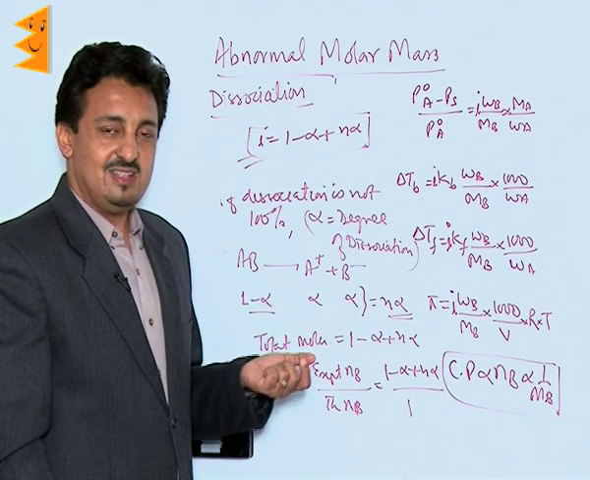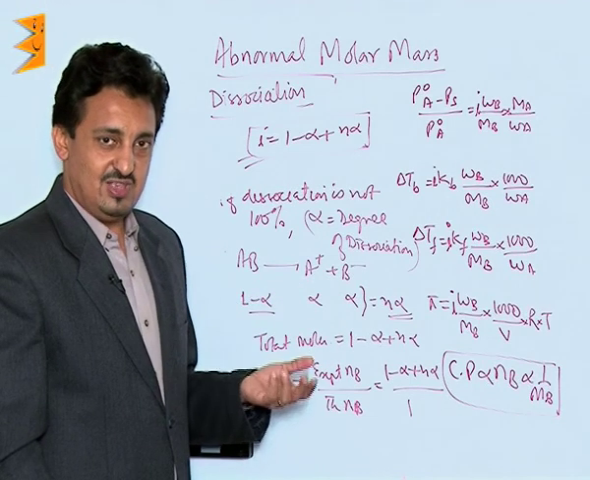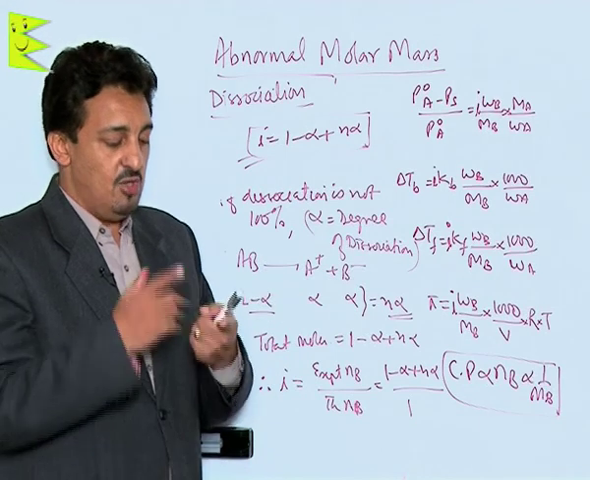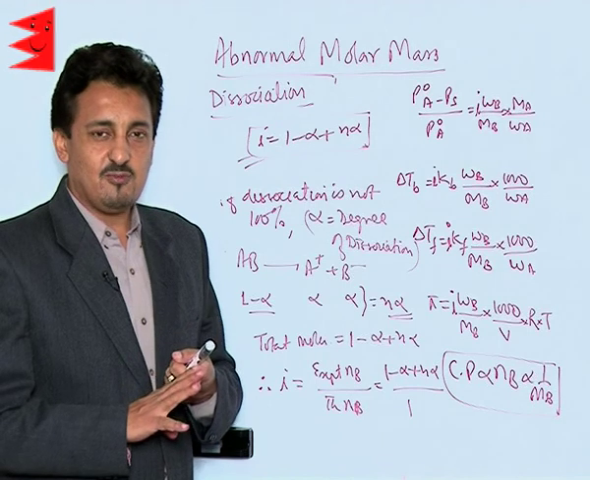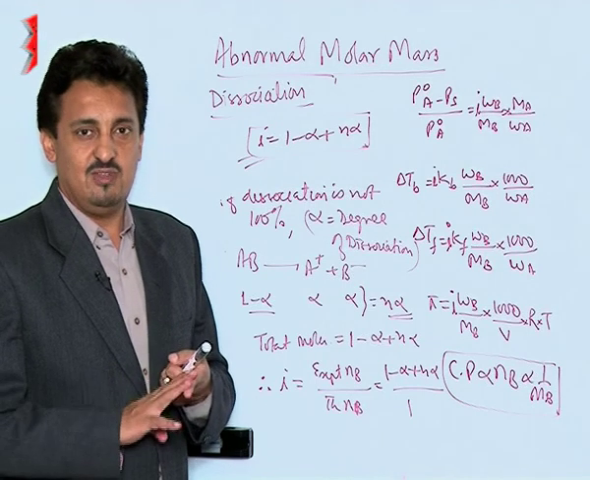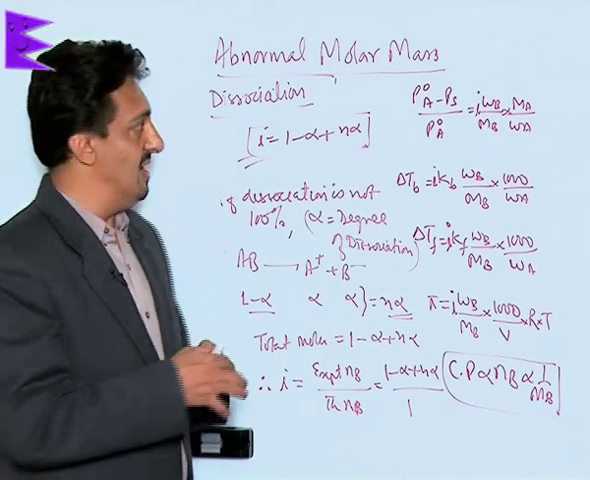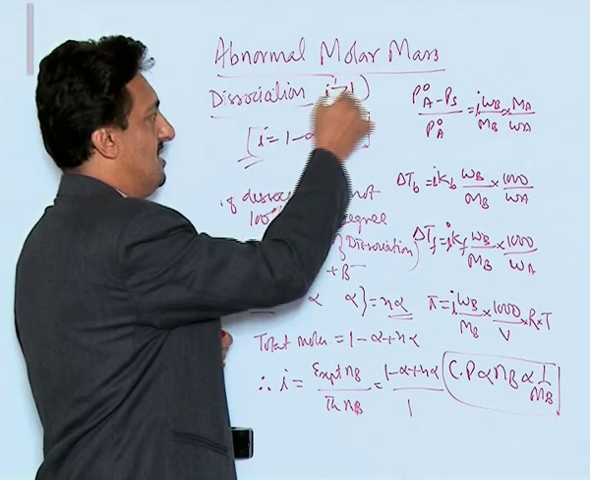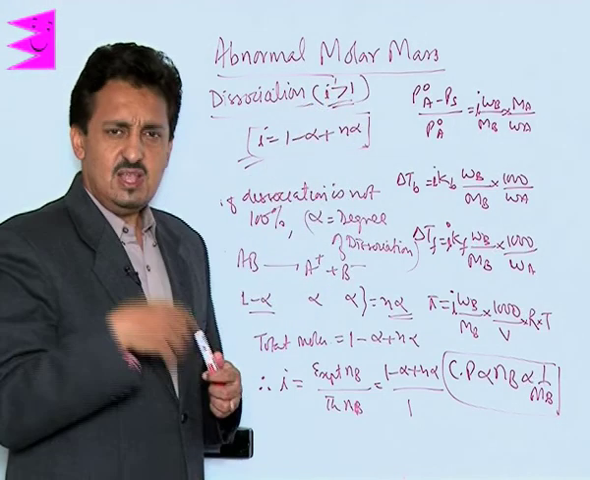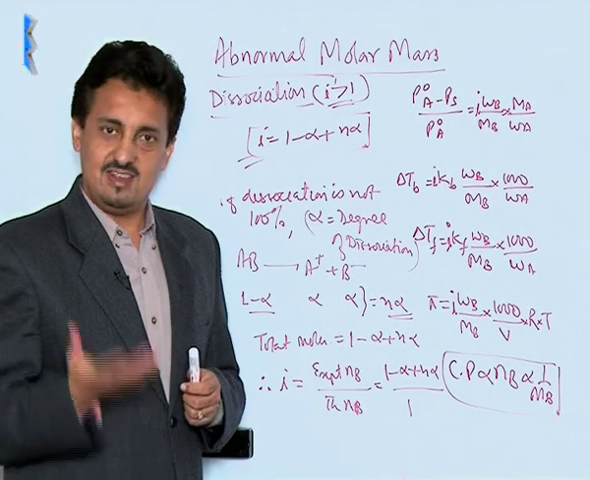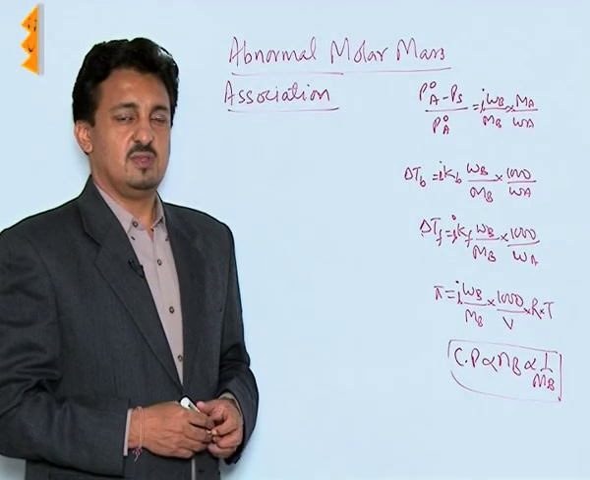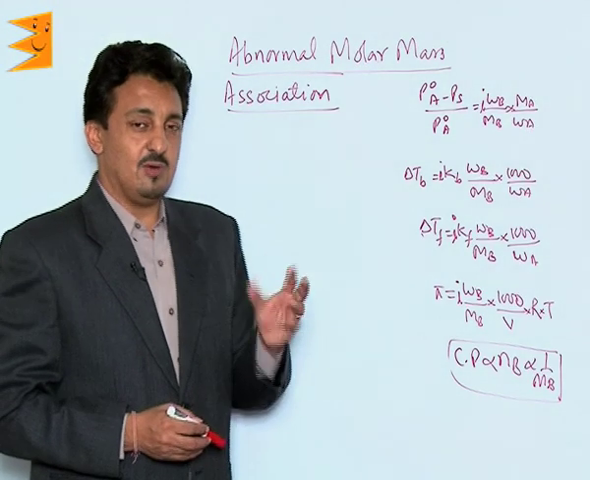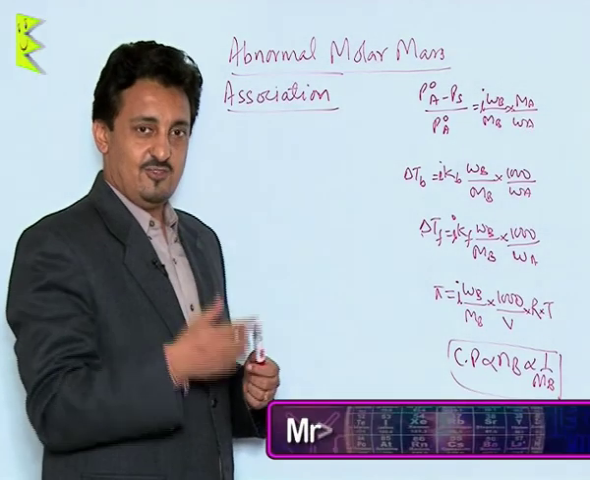Now we can take the examples of association, but before this we need to understand that all salts, all carboxylic acids, phenol, all of these types of solutes when taken in polar solvents show dissociation, and their i will always be more than 1 because experimentally the number of moles is increased. Now let us see association. Now let us see how the solute gets associated.